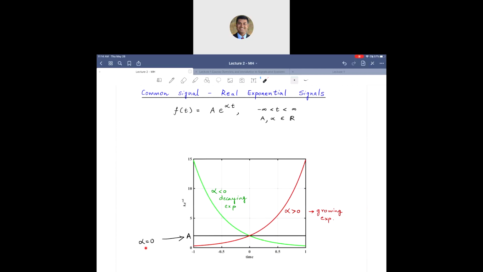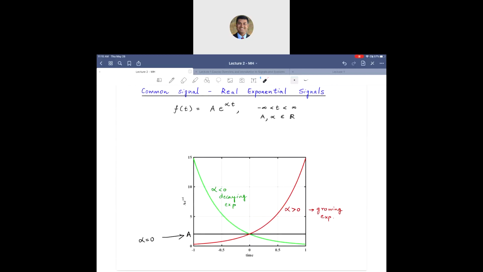Now, when alpha is 0, f of t is simply a. So that's what your line is, a. So a is some constant over here which is positive. If a is negative, then everything will be flipped about the horizontal axis. So that's as far as real exponential signals go. A and alpha are both real in this case.